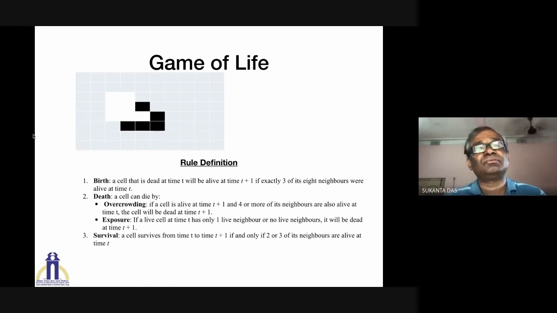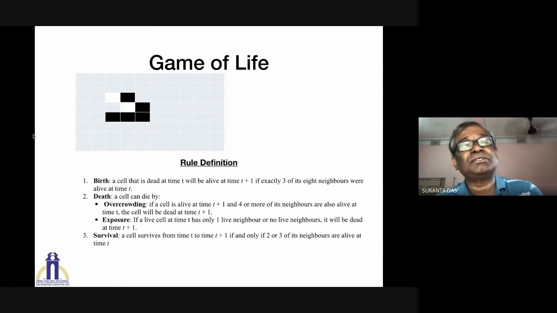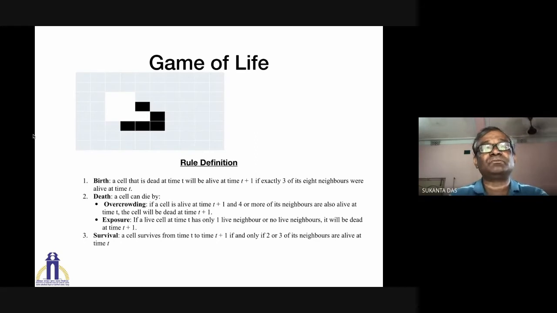Observe minutely that this pattern was my input pattern. Go to the first pattern: 3 consecutive black cells and then 2 black cells. Look at this pattern, it is being changed. Then another change: a second time step, third time step, fourth time step. At the fourth time step, I exactly get the original pattern, but shifted, as if it has moved.